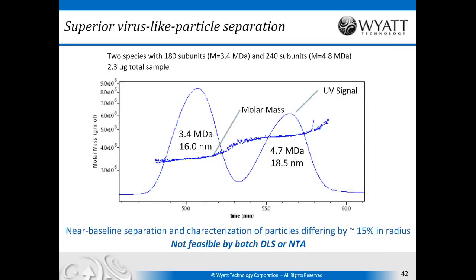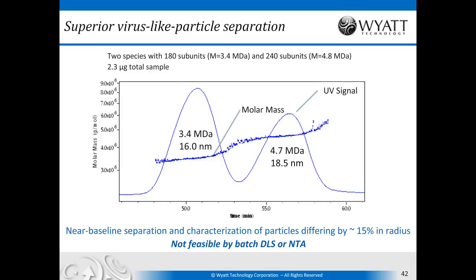Here's an example of separating 2 different VLPs, one with 180 subunits and the other one composed of 240 subunits. Total sample injected here was just 2.3 micrograms. And again, you can see beautiful separation to determine the different populations. Using online MALS, we can get both the molecular weight and the size.